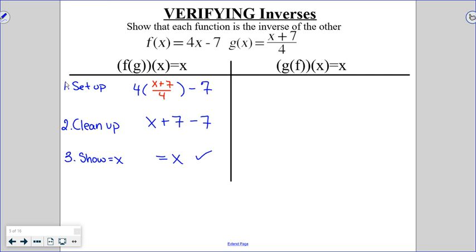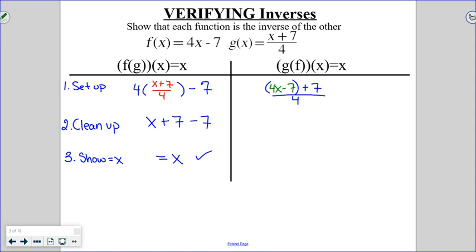So if nothing else, if you don't know how to do the cleanup part of it, show the setup, show an x at the end, at least you got half of it, right? Okay? Same thing the other direction. Show our setup. Oh, I didn't do the whole setup here.